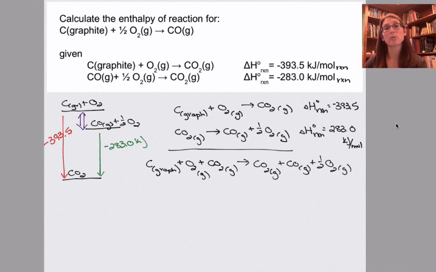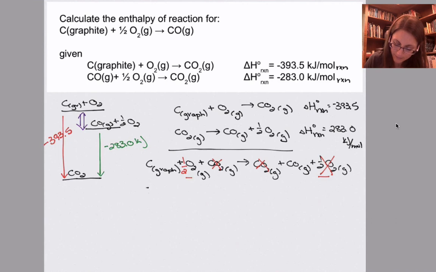And everything that was on the right side of either of those two equations, I've written on the right side of my overall equation. If we now treat this like a math expression and I look to see what's on both sides, I notice that I have oxygen on the right and oxygen on the left. This half a mole of oxygen on the right will cancel out half a mole of oxygen on the left, and so I'm left with only half a mole of oxygen. I also notice I've got CO2 both on the left and the right, so that's going to cancel out.